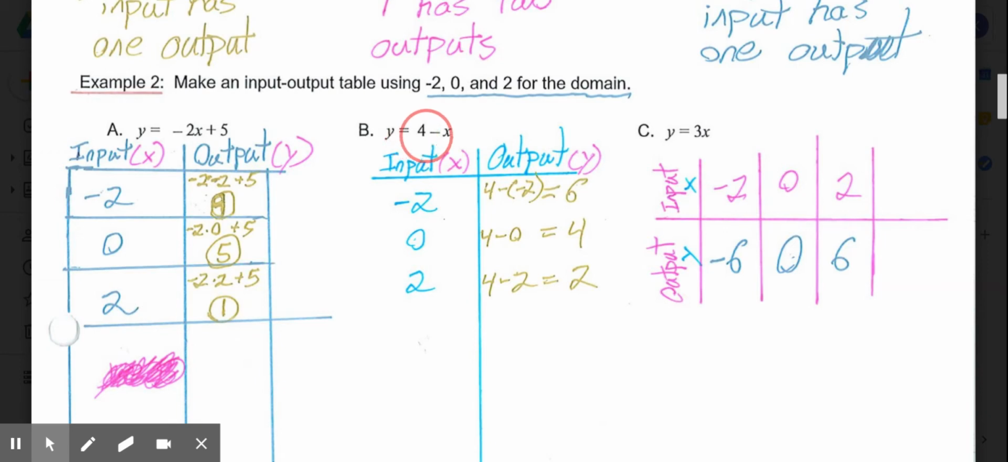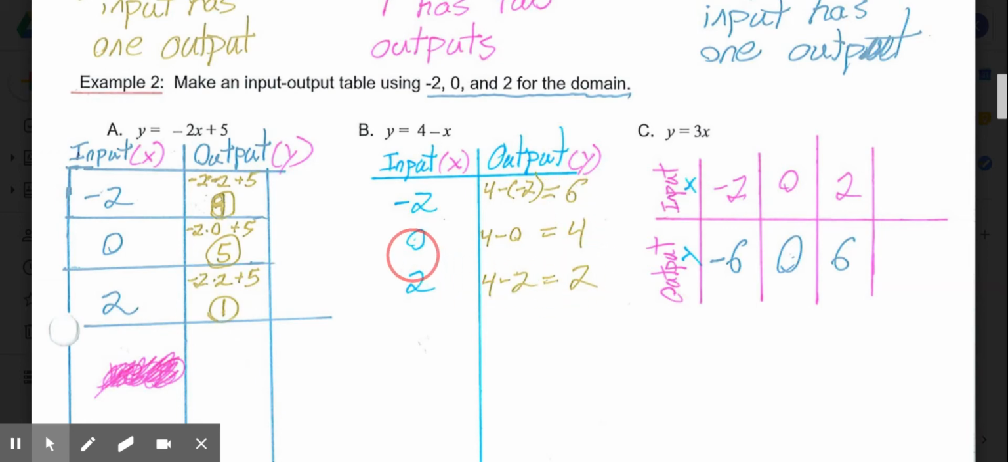So y equals 4 minus x. So when we substitute in a -2, 4 minus a -2, when you're subtracting a negative, that changes to adding a positive. So 4 minus -2 is the same as 4 plus 2. And 4 plus 2 is a positive 6.